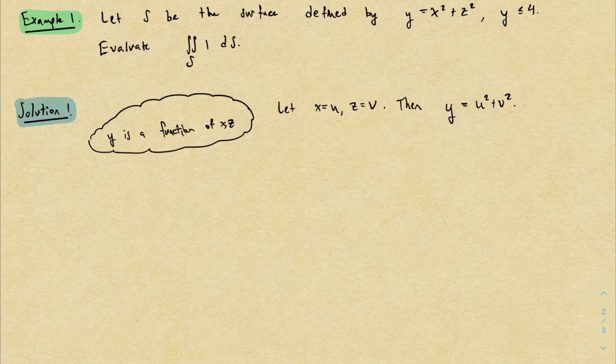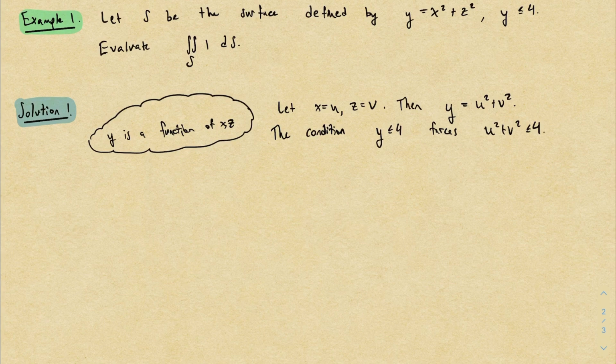This is going to give us a formula for the parameterization, but we need a domain for our parameters, and this is going to come from the condition that y has to be less than or equal to 4. This forces u squared plus v squared to be less than or equal to 4. And that expression right there is the parameter domain. That's a disk of radius 2 in the uv world. That's the region E that I was describing earlier.